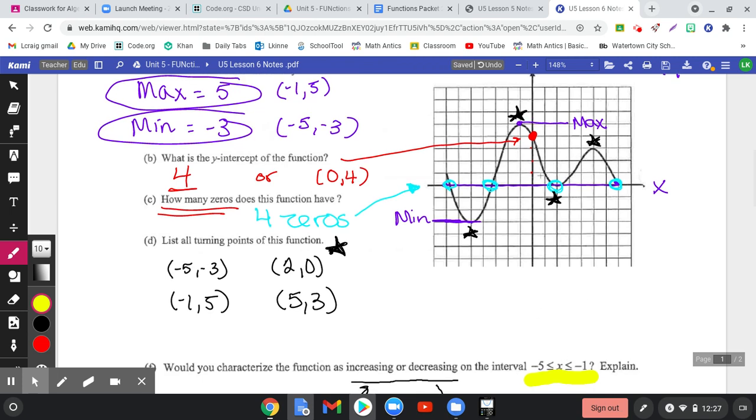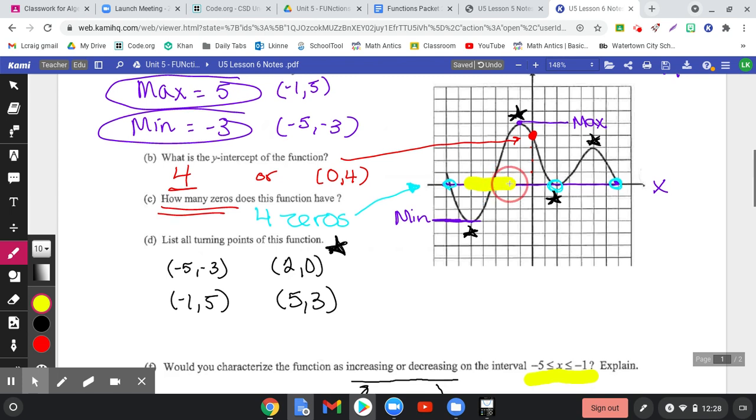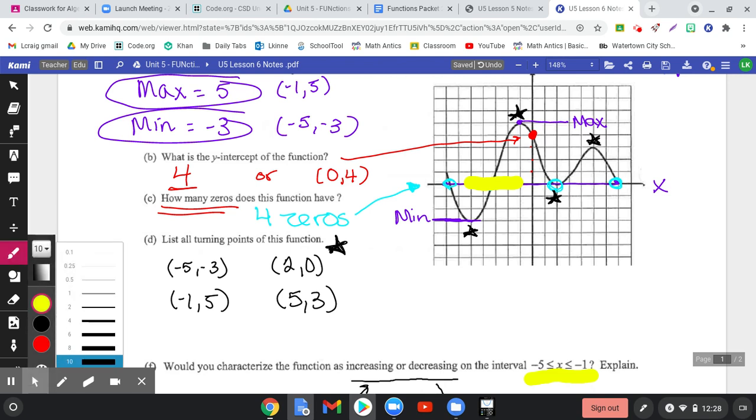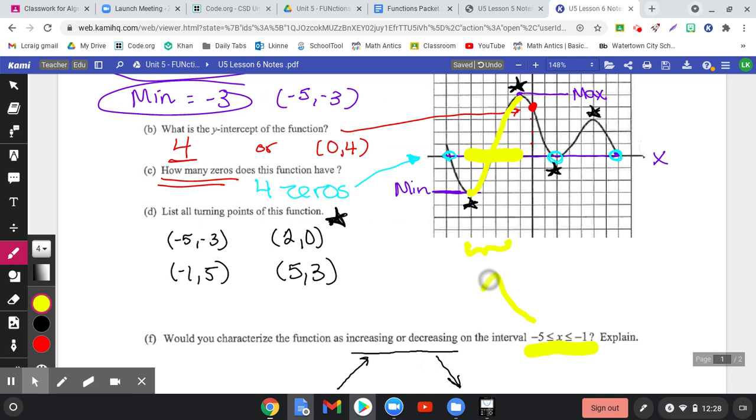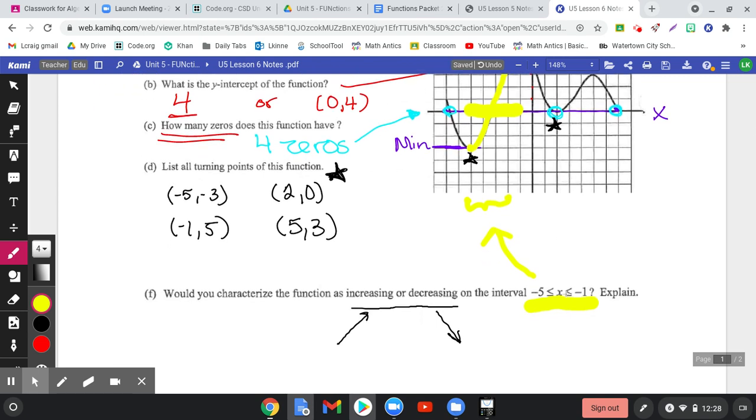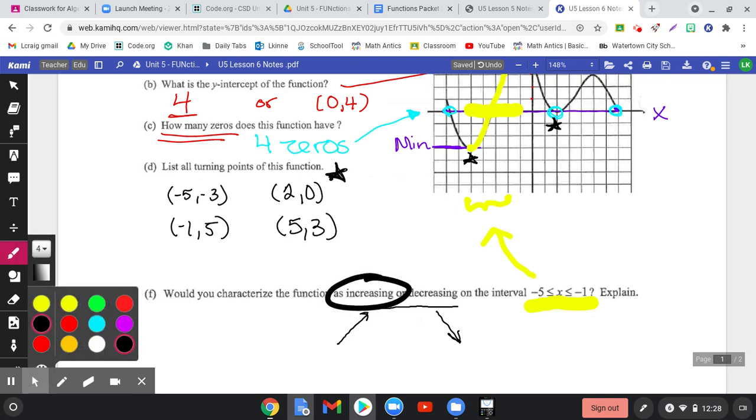So your x-axis is here. So -5, -4, -3, -2, -1. So from here to here, in that range right there, I wish I had a highlighter. Of course, I'll find it after, but that's okay. So from here to here, we want to look at what's happening to our graph. So on the x-axis until we get to -1, does that appear to be going up or down from left to right? It's increasing. So that is going to be characterized as an increase because it's going up.